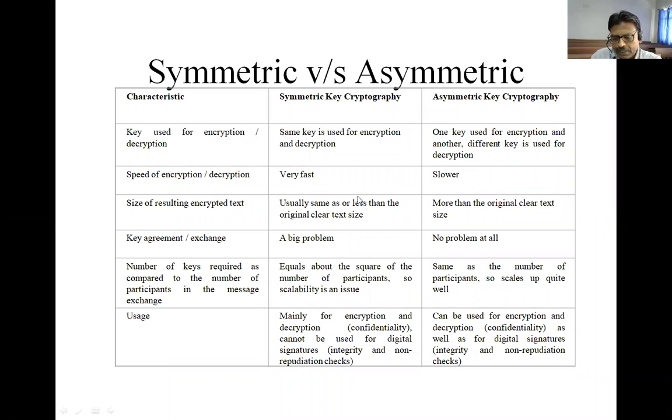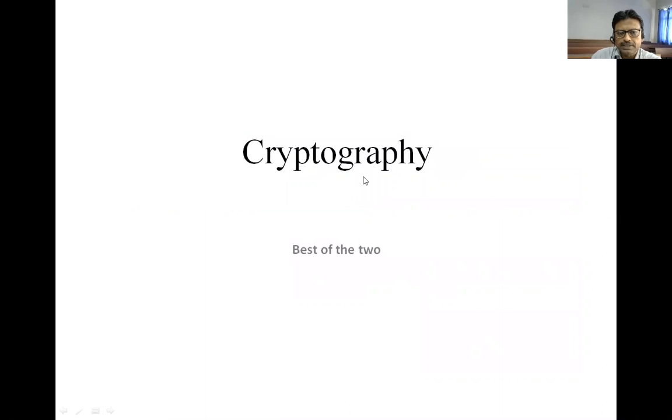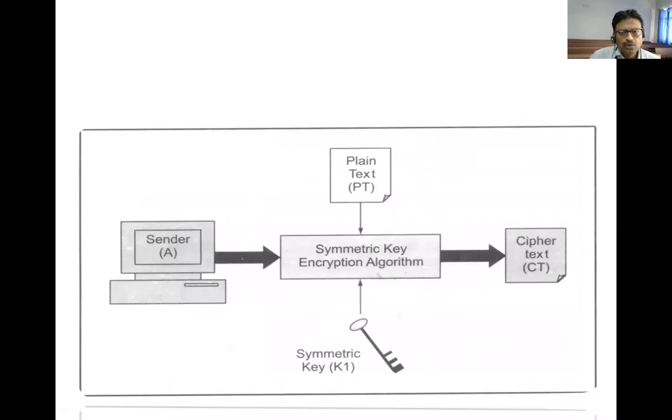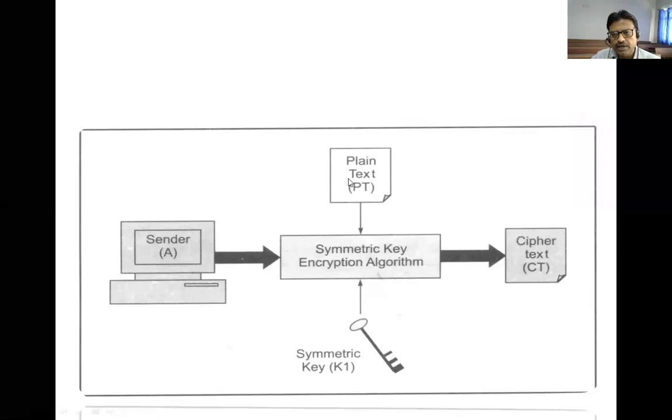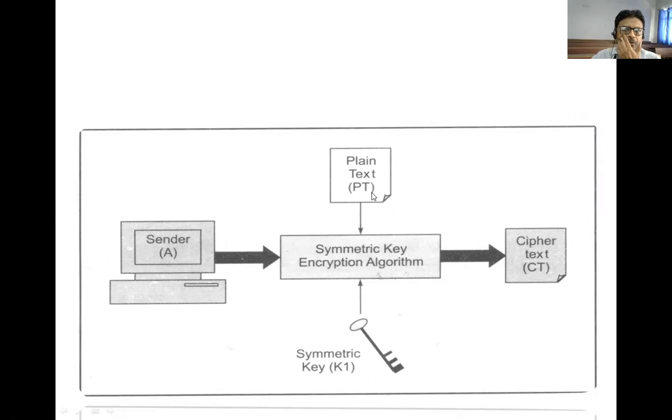So it means we have advantages and disadvantages of symmetric and asymmetric cryptography. People came up with the idea: why not use the best of these two and design an algorithm by which we can use the best of the two cryptography techniques. The problem with symmetric cryptography is the sharing of the key, and the disadvantage of asymmetric cryptography is the computational effort. If the plain text size is large, then it will take more time.